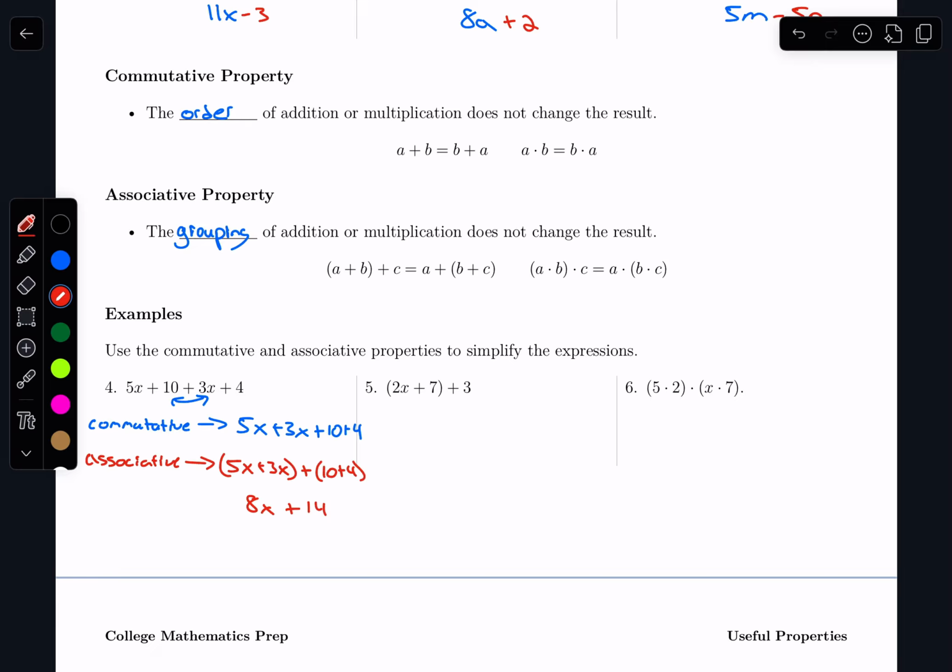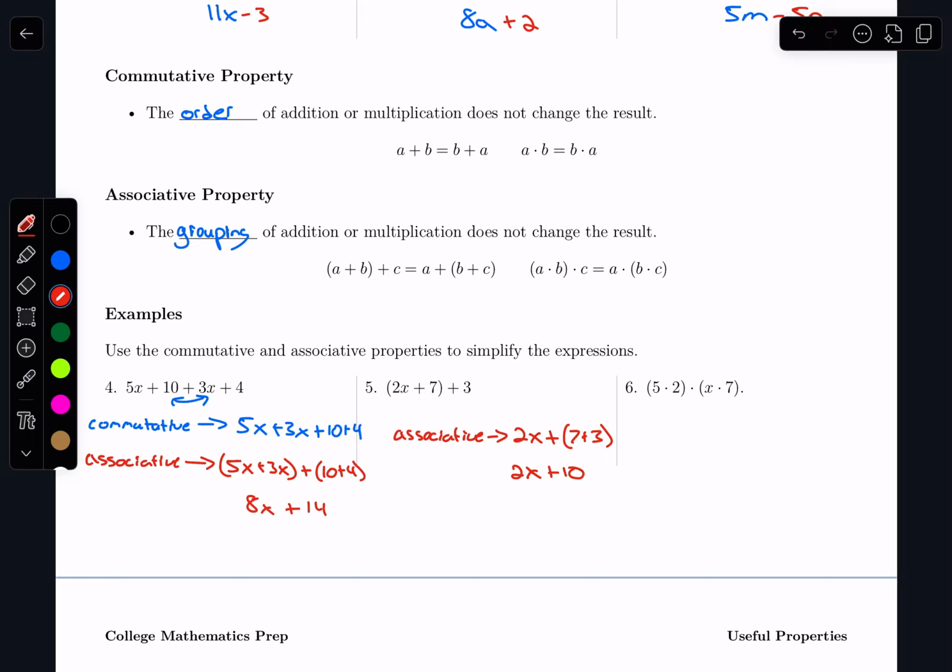All right, number 5, we have 2x plus 7 in parentheses and then plus 3. So in this case, we only have to use one property. We're just going to use the associative property, which I'm going to write here. That is going to allow me to regroup. So instead of doing 2x plus 7 in parentheses, I'm going to do 2x plus, and then 7 plus 3 is going to be my new grouping. So I'll leave the 2x alone, add the 7 and the 3. This is 2x plus 10. And that's it. We're done with that one.